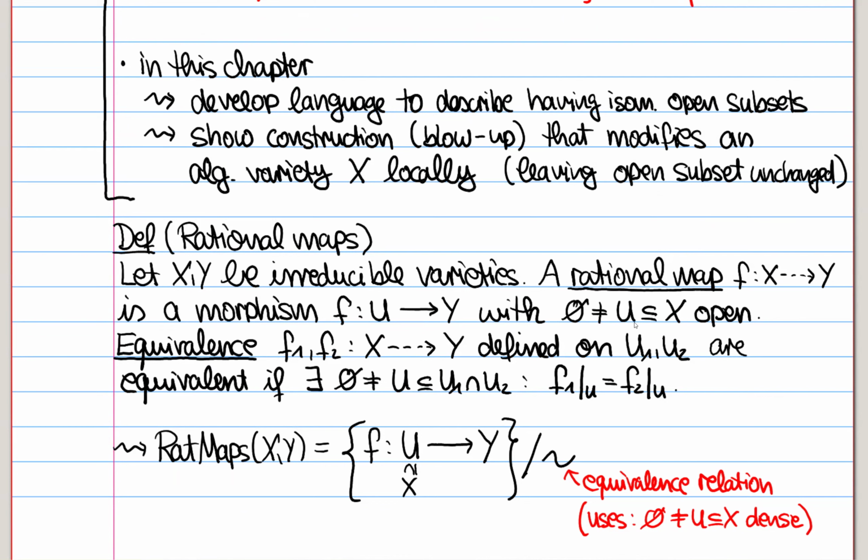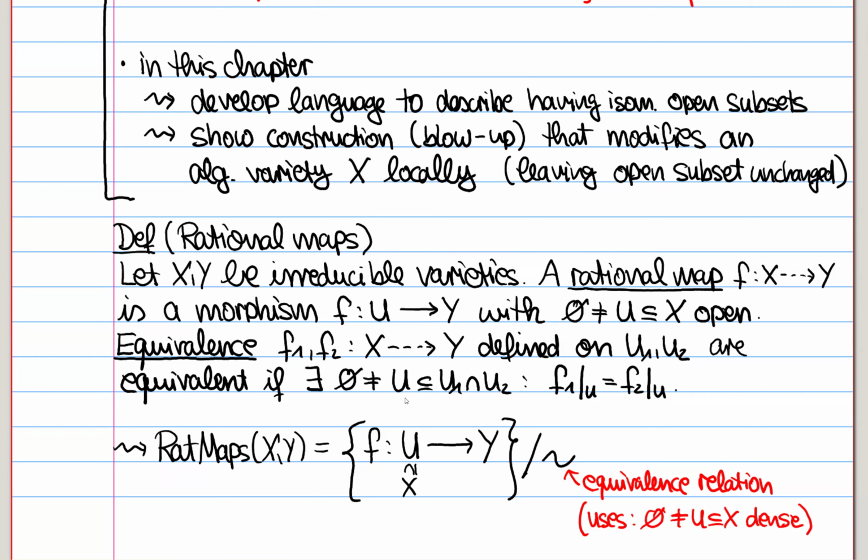And you also define an equivalence relation between rational maps. If you have two of these things from X to Y, which have domains of definition U1 and U2, then they are equivalent if inside the intersection of U1 and U2, there exists a non-empty open subset U on which these two maps agree. Because f1 and f2 are defined on U1 and U2, so restricting them to U makes sense. So this is still a locus where they are defined, and then you can compare them on this overlap.